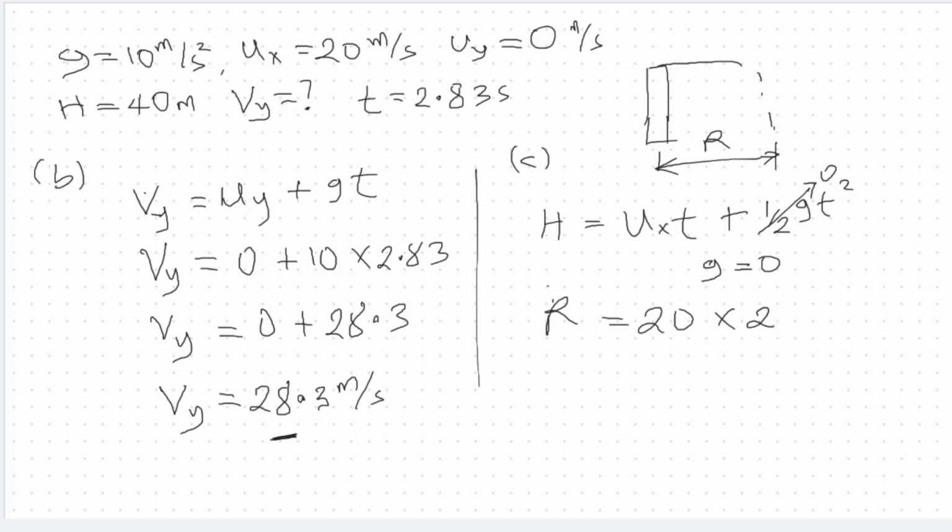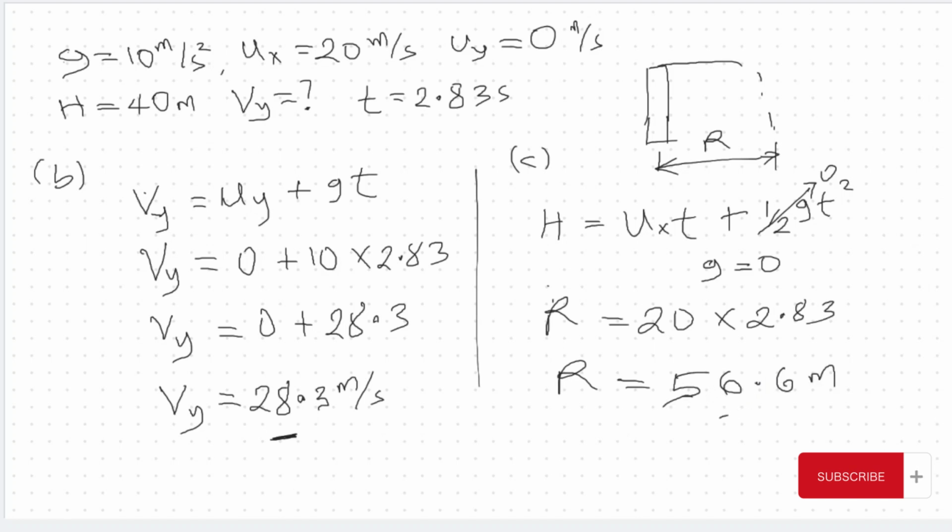So multiply 20 times 2.83. That will be our answer for the distance from the cliff when it hits the ground. That will give us 56.6 meters. So the distance from the cliff when it hits the ground is 56.6 meters.